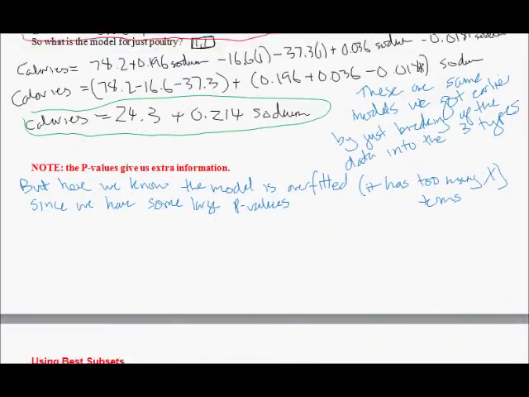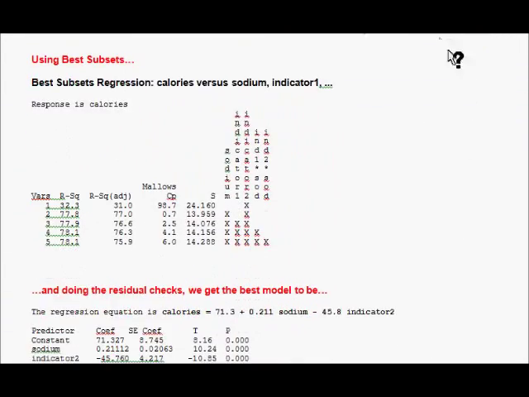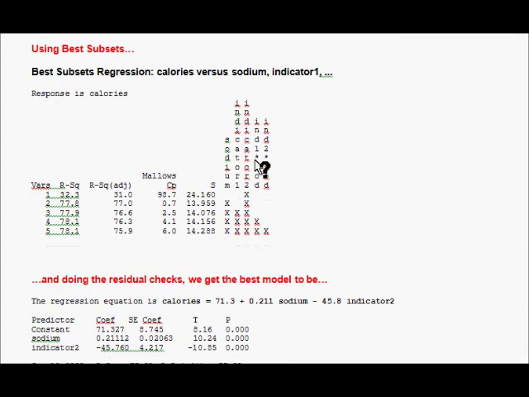So that's the last thing we're going to look at here. I'm not going to worry too much about going through Minitab, but all I did in Minitab is went back to best subsets. Did best subsets using all our 5 possible x terms. So I did stat regression best subsets for calories as my response with all 5.